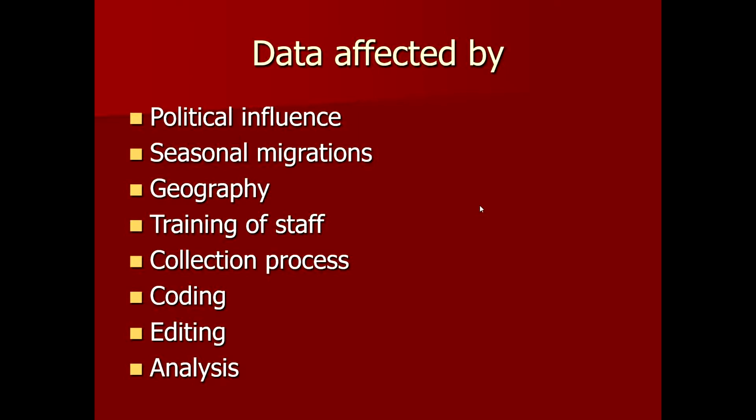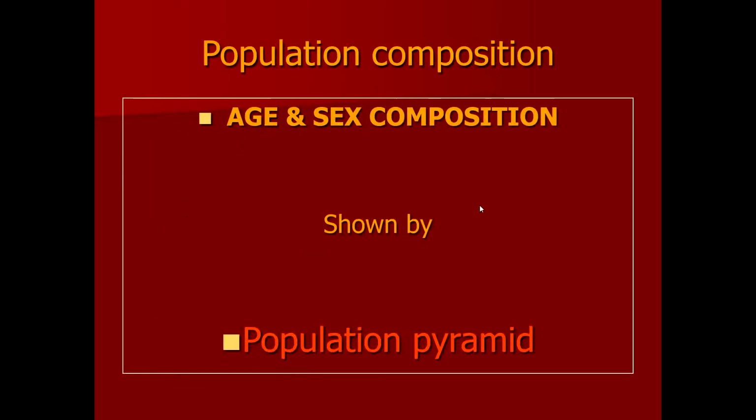The collection process was a tedious one because a larger population was covered. Within a phase of 2 months, the process of data collection took place, and then dissemination and coding was a bigger problem. Data editing took about 6 months, and data analysis also took about 6 months to 1 year. So these are the factors which affected the results of the census population.